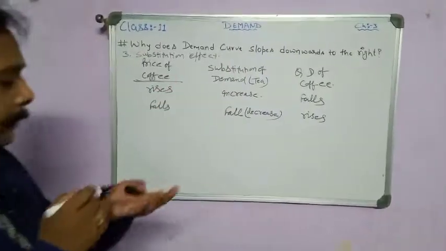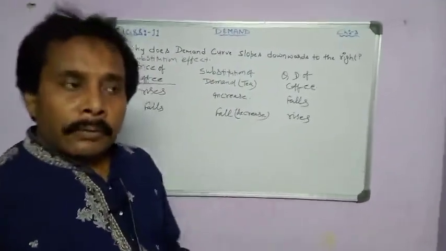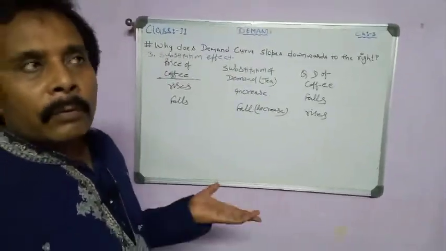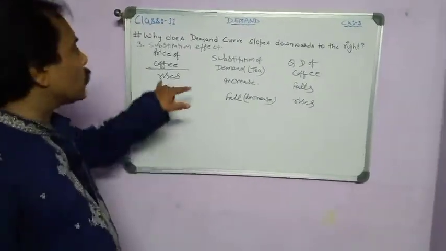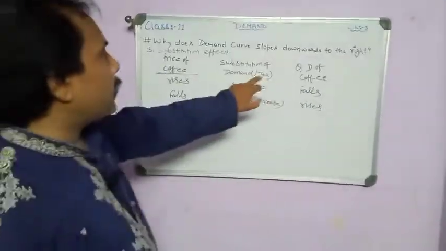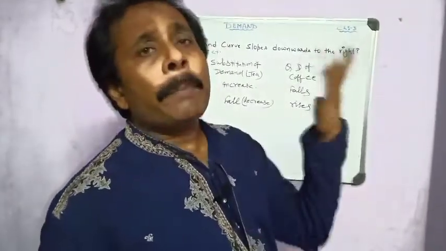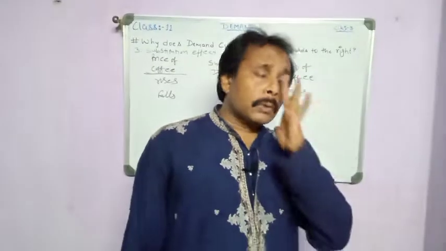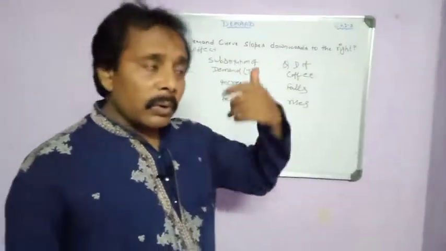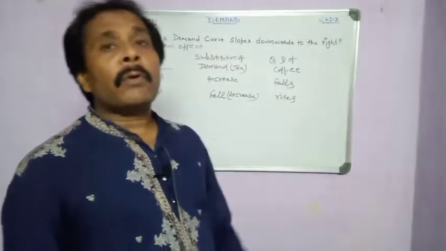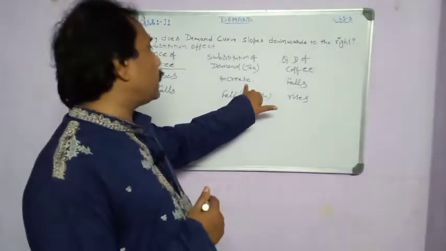So according to the definition I told you, substitute goods are those goods which can be used in place of one another. So here the two goods are taken as substitute goods. One is coffee and the other is tea. So that is a very common phenomenon. If the price of coffee increases, some of the people are ready to leave the use of coffee and they will move towards tea. That's why the demand of tea will increase.